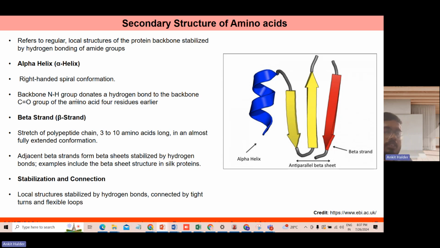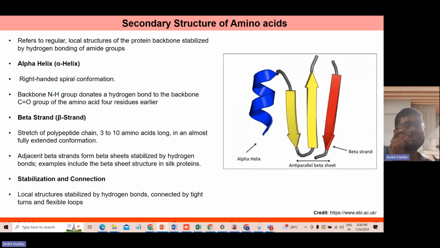So I think you are all aware that the two most popular secondary structures are alpha helix and beta strand, which are very crucial and which proteins commonly follow. For example, the alpha helix is a right-handed spiral conformation. The backbone NH group donates a hydrogen bond to the backbone CO group of the amino acid four residues earlier. So what does that mean?